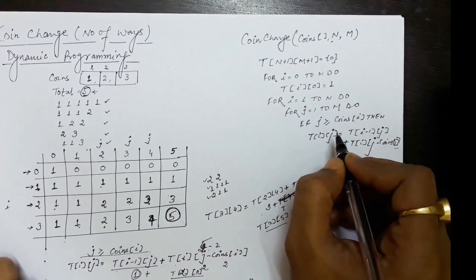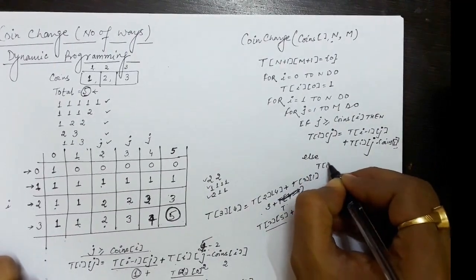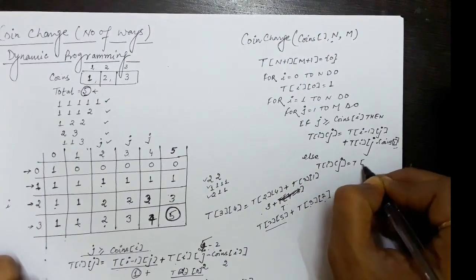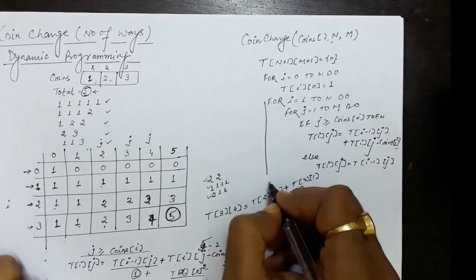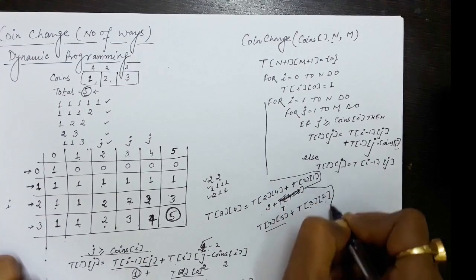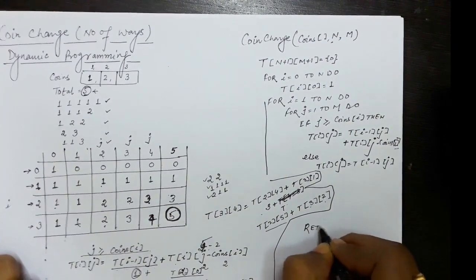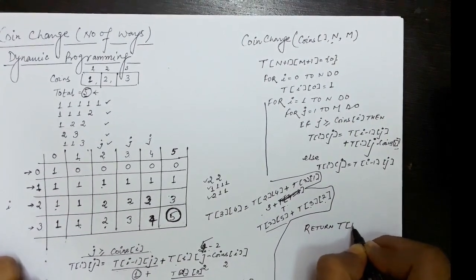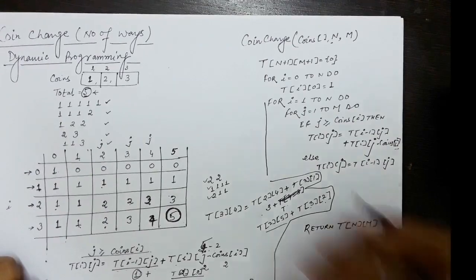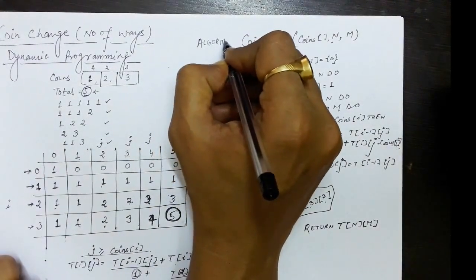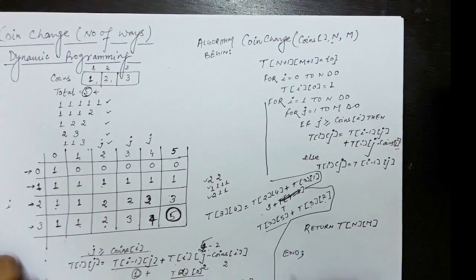In case j is not greater than or equal to coins i, then the entry on the above row will be copied. So T[i][j] will be equal to T[i-1][j]. Fine. Once both the loops finish, this entry is actually the answer. So I will return the value at the nth row and mth column, T[n][m]. So this is the answer. Thank you.